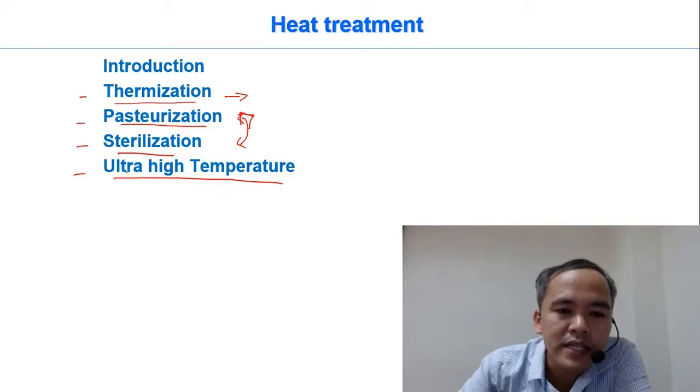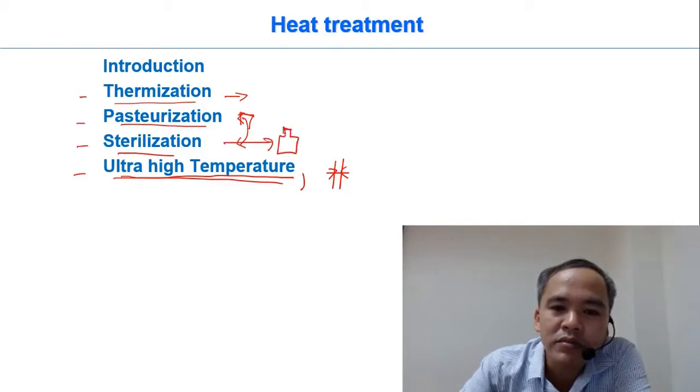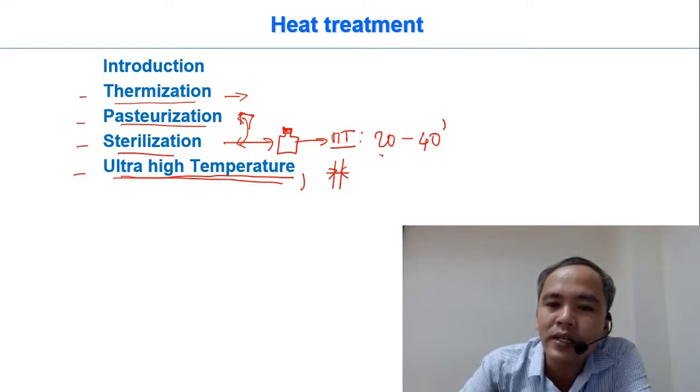And then UHT. UHT means a heat treatment with a very high temperature, which is carried out for a very short time, in seconds, not in minutes. For sterilization, you fill the product first. We do filling first, and then we do heat treatment. And normally for sterilization, you would do above 100 degrees C for quite a long time, 20 to 40 minutes. Why do we need this long time?